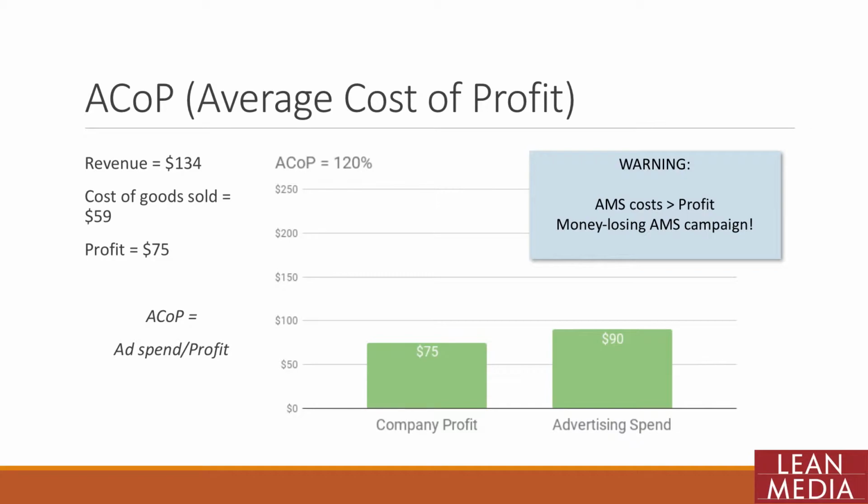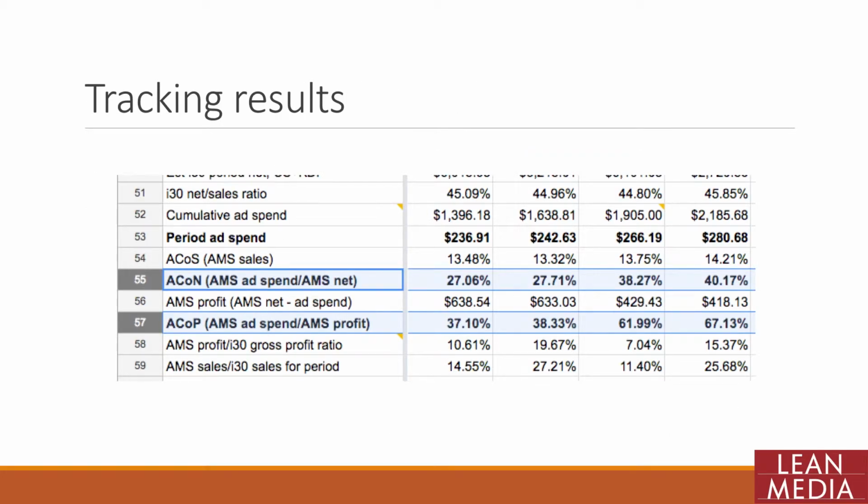So, just to recap, the ACoS that Amazon provides said about 45%, but your average cost of profit is 120%. And those are vastly different metrics and can lead you to vastly different conclusions about how successful your campaign is. So you may wonder, how do I track ACOP, average cost of profit, as well as ACON, average cost of net? Unfortunately, Amazon doesn't do it for you. You have to do it on your own.